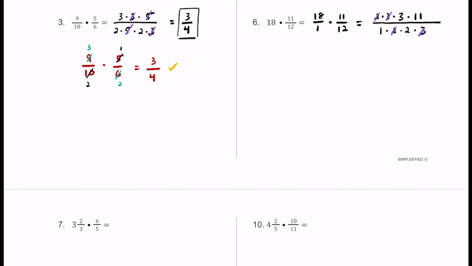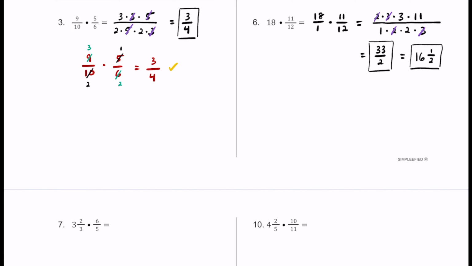And so on top we have 3 times 11, that's going to be 33. And on bottom we have 1 times 2, which is going to be 2. So as an improper fraction, this would be our product. But if you want to write this as a mixed number, 2 fits into 33 16 times. So that's going to be 16.5. And if you want to use long division to check that, feel free to do so. But hopefully that should check out for you.